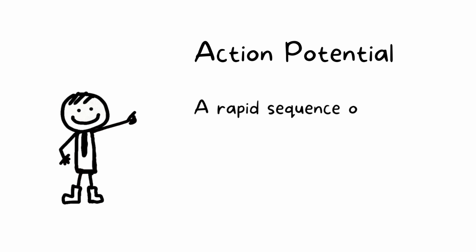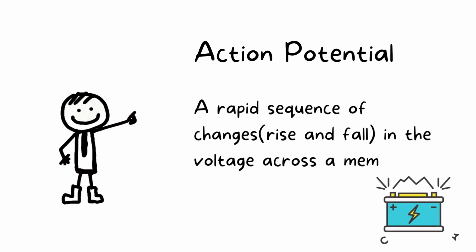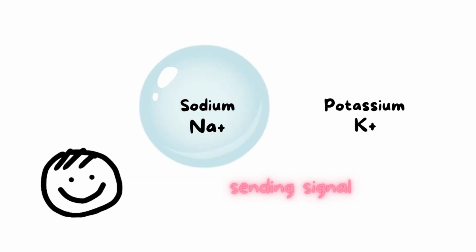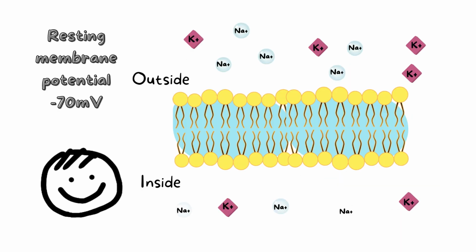And action potentials are a rapid sequence of changes in the voltage across the membrane of a nervous cell. And these are sodium and potassium. These things are really essential to your nervous system. If you don't have them, your neurons will not work correctly and not be able to send signals. And we're going to learn that in a sec.